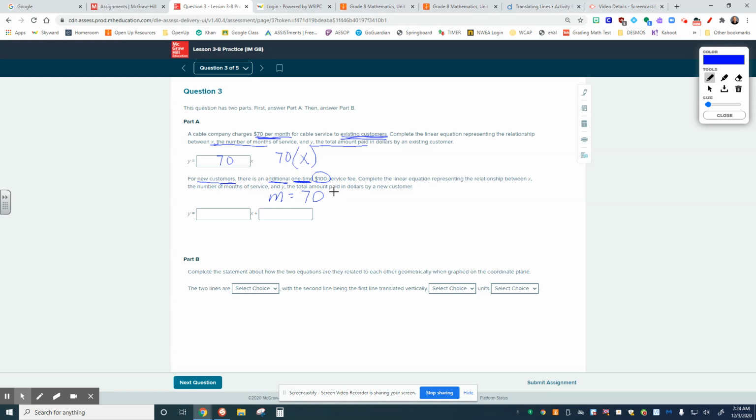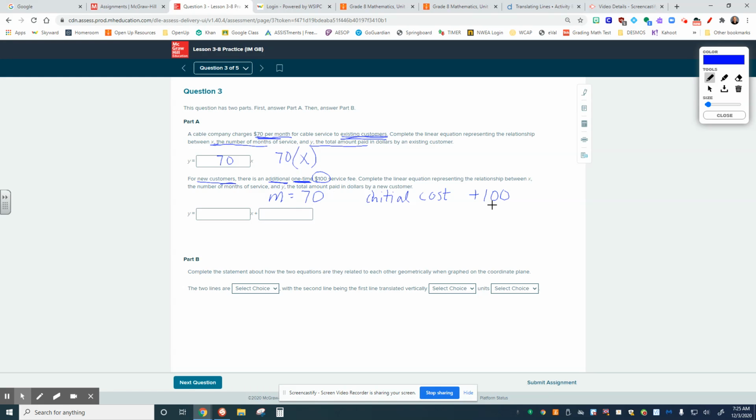But we have this other thing right here, our initial value, or our initial cost, is that plus $100. So we're not only paying $70 a month, we're also paying $100 one time. So think about the relationship between these two equations.